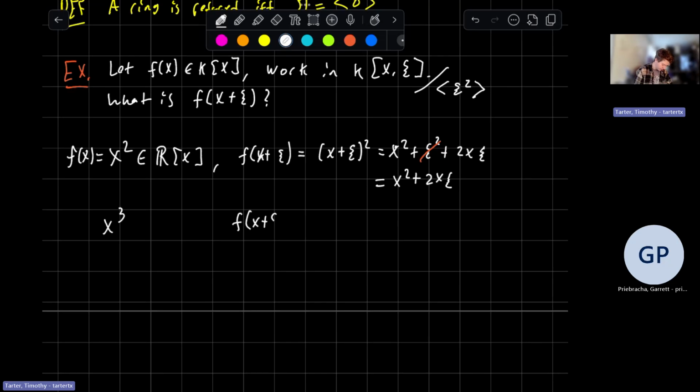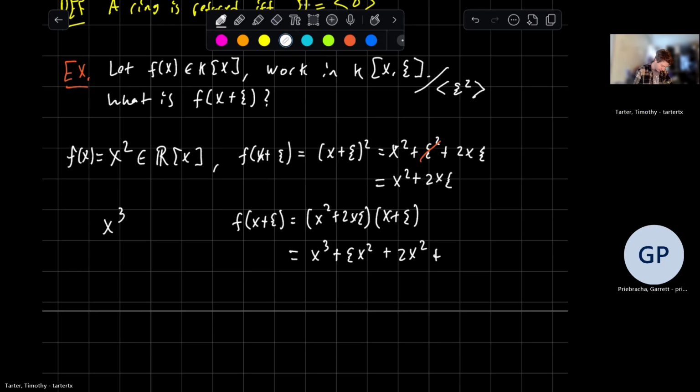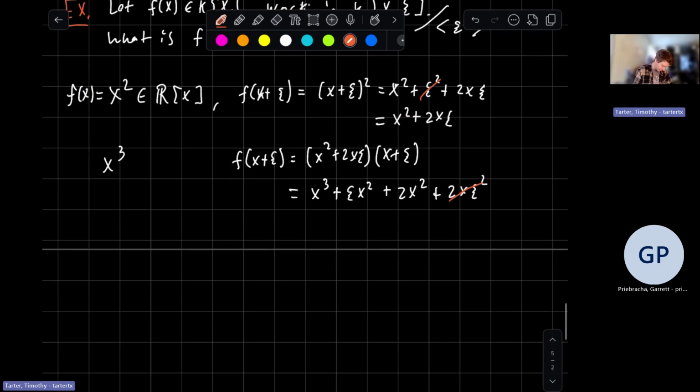We could do the same thing for x cubed. f of x plus epsilon is x squared plus 2x epsilon times x plus epsilon. x cubed plus epsilon x squared plus 2x squared epsilon.